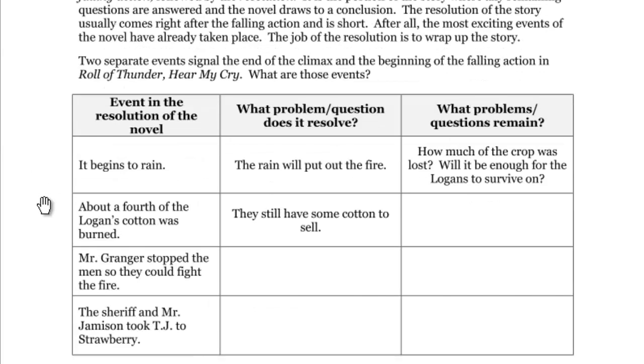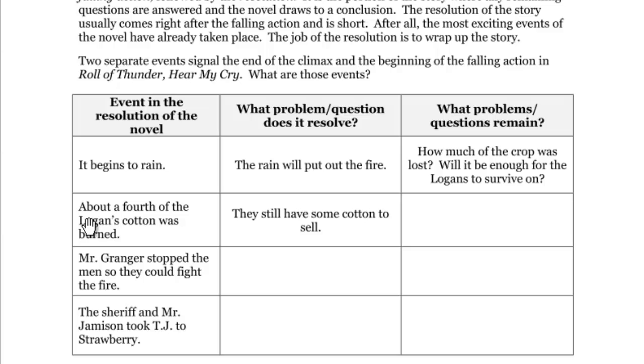So, in this chart, you have the event and the resolution of the novel, and then you should be answering the question, what problem or question does it resolve, and what problem or questions remain? So for example, it begins to rain, and the problem that solves is that it puts out the fire. The fire was a pretty big problem, burning the cotton, which is the Logans' source of income, and the rain solves that problem. So what problem still remains? How much of the crop was lost? Will it be enough for the Logans to survive on? Those are things that we go on not knowing.